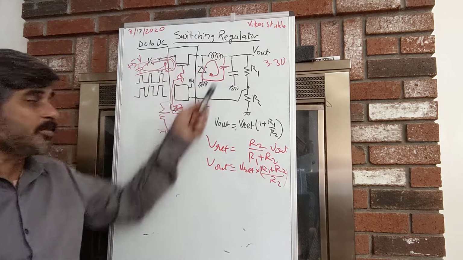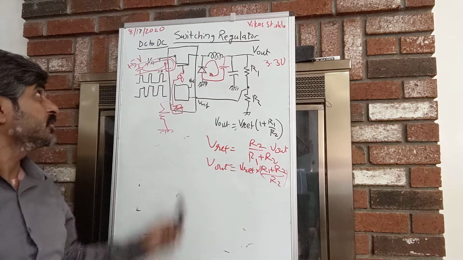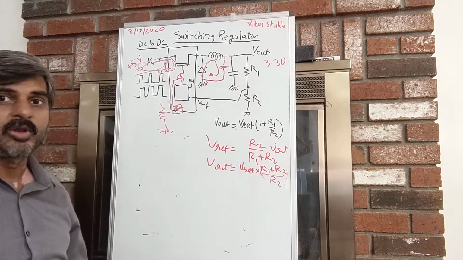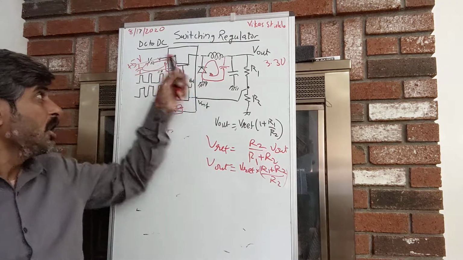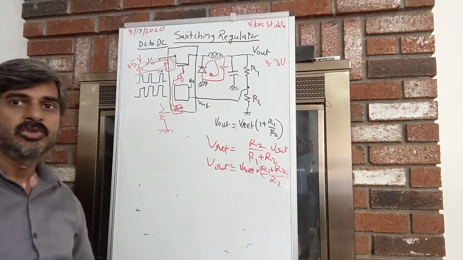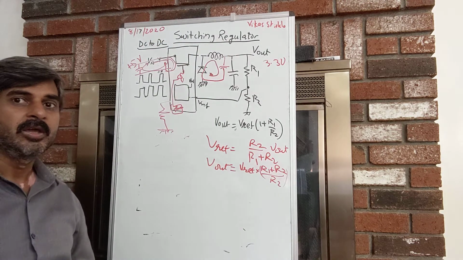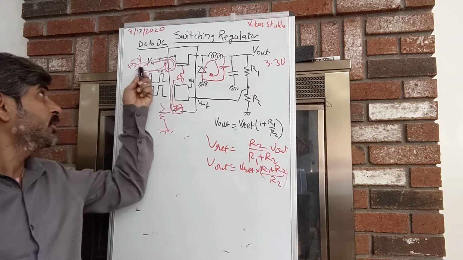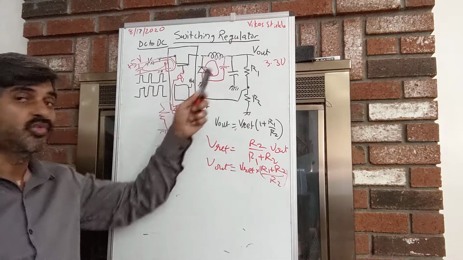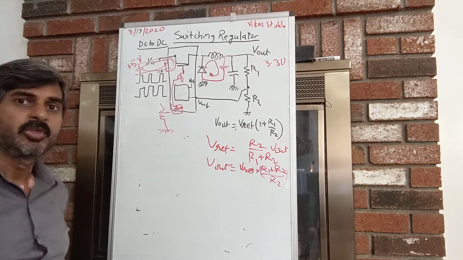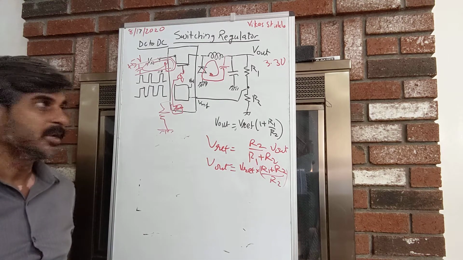So I touched upon some of the areas. This topology is for a DC to DC regulator, a buck converter from high to low, but by changing the topology, you could also design a boost converter where the input will be less than the output voltage. You can generate, like, 12 volts from a 5 volt input. So I will cover those topologies in another video.